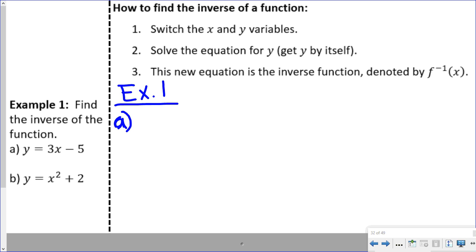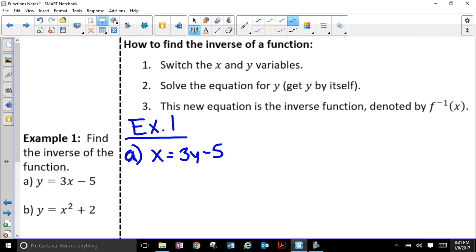Now, first of all, what kind of function is part A? Right, part A is linear. It's in the y equals mx plus b form. All right, so then we're first going to switch around the x and y values. So instead of saying y equals 3x minus 5, this is now going to say x equals 3y minus 5. Okay, so that's that switching around the x and y variables. Now we're going to solve this equation and get y by itself.